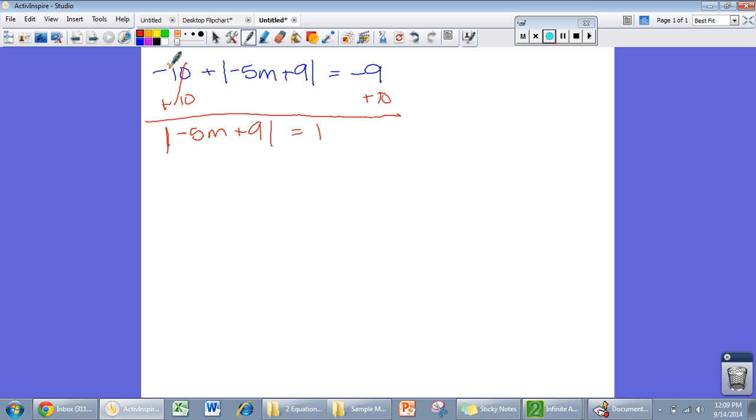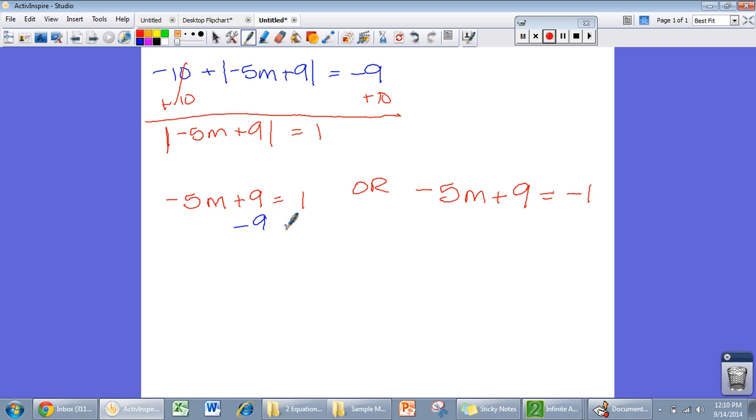We can now drop the bars and set up two equations with the word or in between. So our first equation, we write it as is, except the absolute value bars are dropped. The second equation, we write the absolute value portion as is. Now we're going to negate the opposite side. So we're going to change that positive 1 into a negative 1. I can now solve two equations.